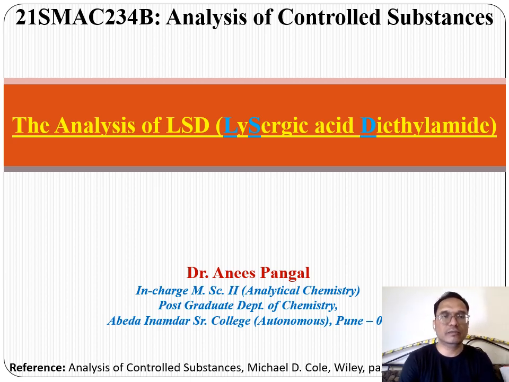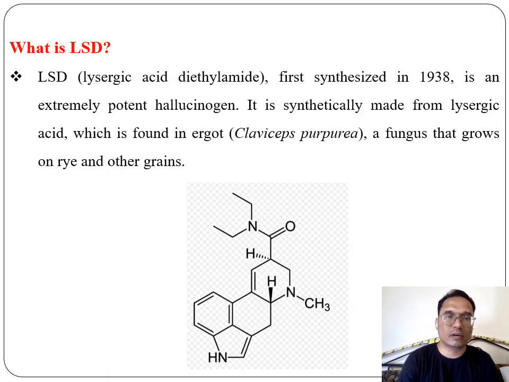Hello students, in this video we are going to discuss the analysis of lysergic acid diethylamide, commonly called LSD. This lysergic acid diethylamide is an extremely potent hallucinogen and it was first synthesized in 1938. It is synthetically made from lysergic acid, which is found in ergot, a fungus that grows on rice and other types of grains. This is the general structure.